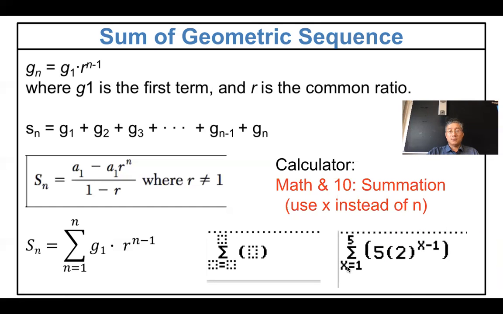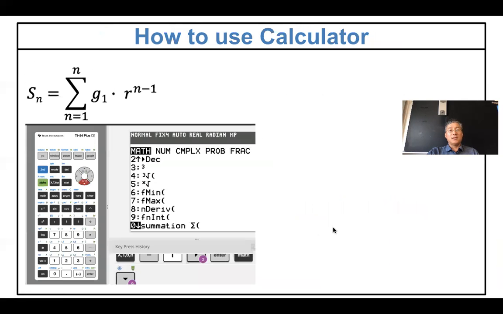This is the example. This is the first term, and the common ratio is 2, to the x minus 1 power. That's the explicit formula. How many terms? 1 through 5 terms the calculator will add. All right, let's see it with an example.